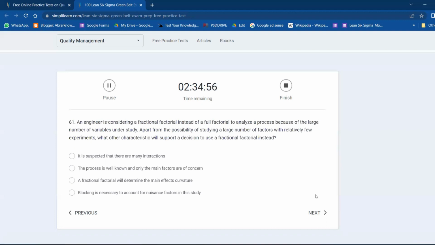An engineer is considering a fractional factorial instead of full factorial to analyze a process because of the large number of variables under study, because you can't do it in one stretch, right? Apart from the possibility of studying a large number of factors with relatively few experiments, what other characteristic will support a decision to use a fractional factorial instead? So if the process is well known and only the main factors are of concern, then you can do this one.